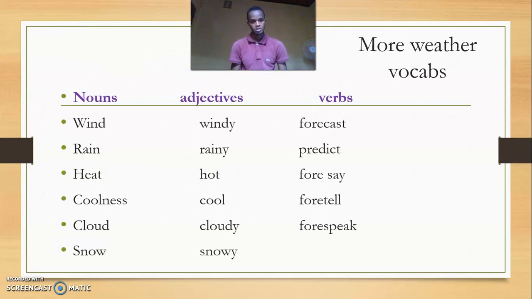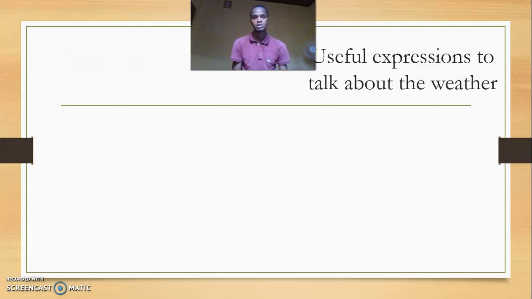So as you can see, let's see more vocabulary about the weather. So you have a list of nouns, adjectives, and verbs. Alright, let's see the nouns. Wind, rain, heat, coolness, cloud, snow. Adjectives: windy, rainy, hot, cool, cloudy, snowy. The verb to forecast, predict, foresay, foretell. Let's just say all these verbs mean the same: to say something before it comes. Forecast, to predict.